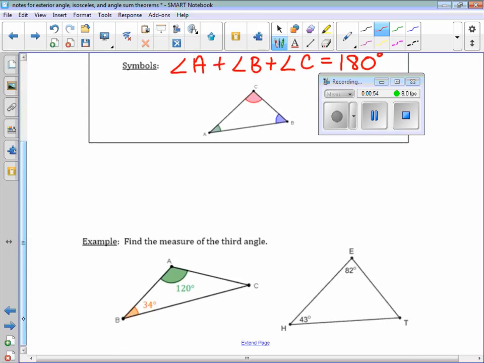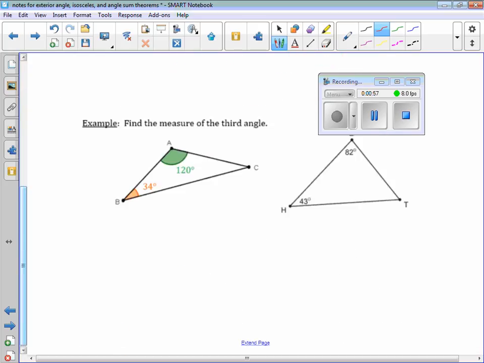So we have two examples. In the first one, we have triangle ABC. Given angle A is 120 and angle B is 34, can we find the measure of angle C? Well, we know that all three angles should add up to 180. So we're going to add angles A and B. Angle C we don't know, so we're just going to put a variable in its place. We know all three angles should add up to 180, so I now have an equation.